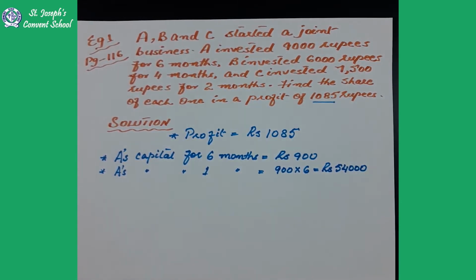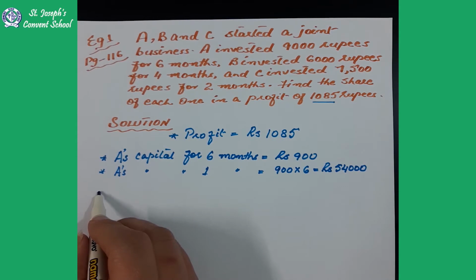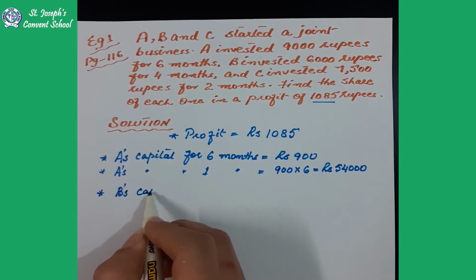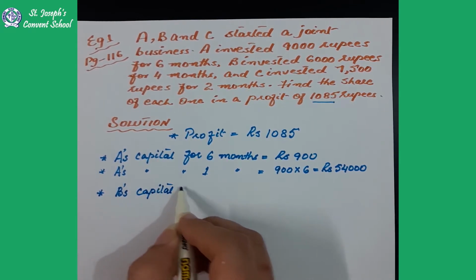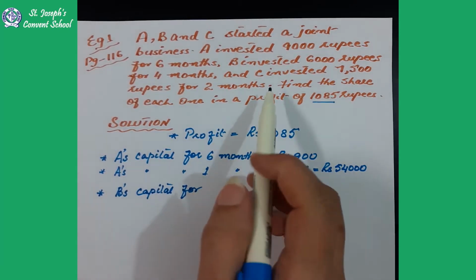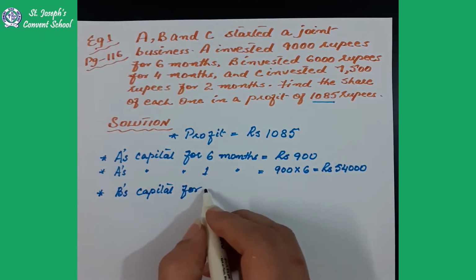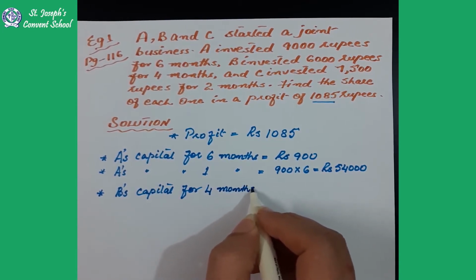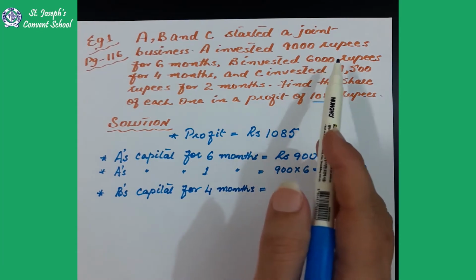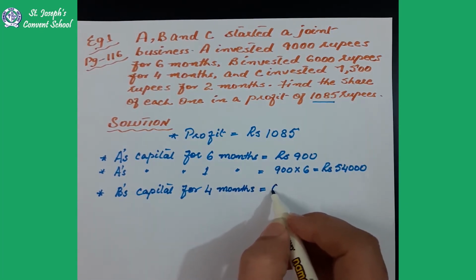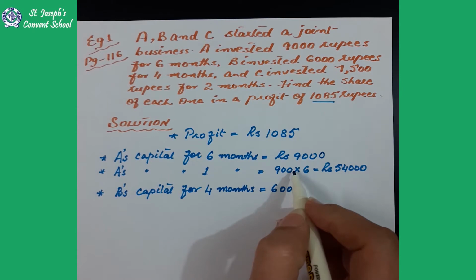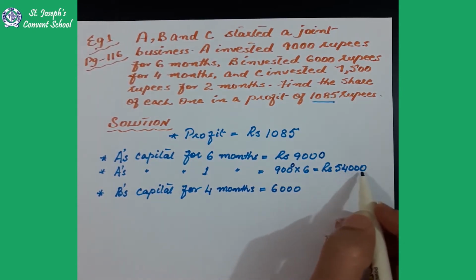now in the same way we will find the second person's amount, how much he has invested. So we will find B's capital. Now this time period is different. B invested 6,000 rupees for 4 months. So B's capital for 4 months is rupees 6,000. Sorry, this A's amount is 9,000. One more zero you will add, and this will become 54,000.